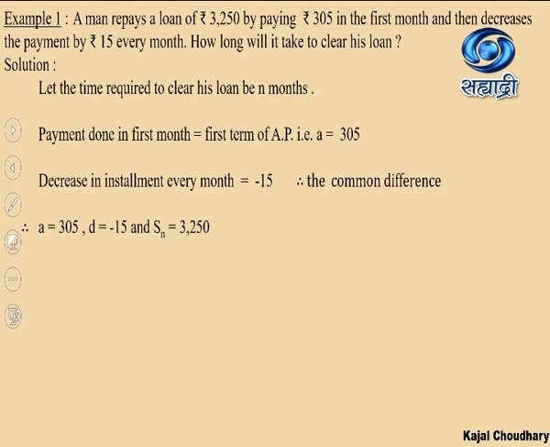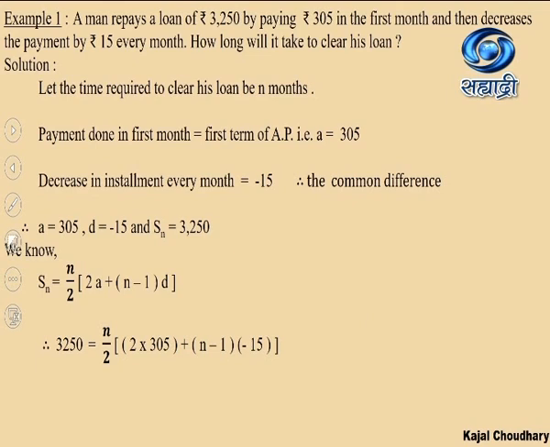Now the sum is given, that he is repaying 3250. That is the total amount which he is going to pay back, so that goes as the sum. Now we know the formula of Sn is equal to n upon 2 times 2a plus n minus 1 d. Now substitute the values over here.